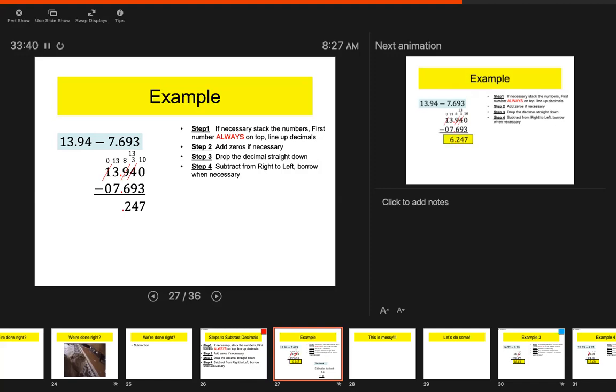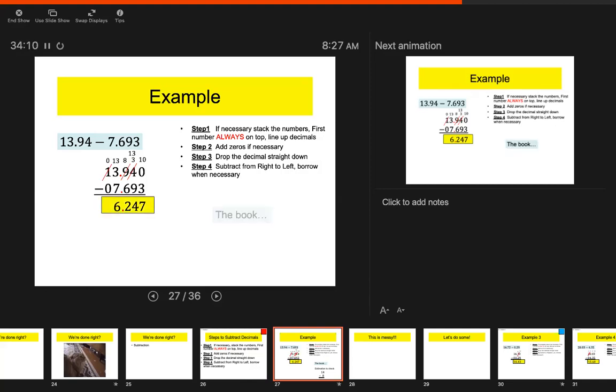Now, mine is nice and neat because I'm doing it in PowerPoint. For those of us with horrible or poor handwriting, this becomes a big hot mess. When you do this, especially with this much borrowing, please be careful. Once again, I'll make a final plug: use graph paper. It will keep everything nice, neat, and orderly. 7 from 13 is a 6, and we're done.